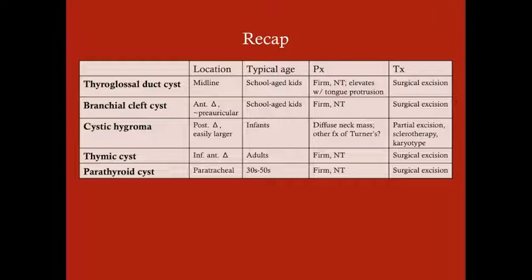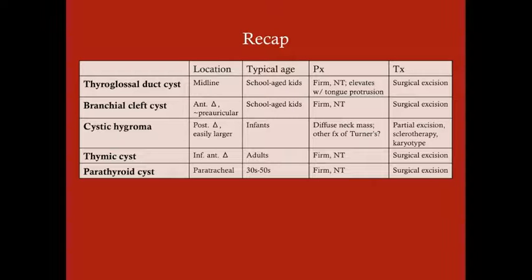The cystic hygroma is in the posterior triangle, but can easily be larger than that. It can extend into the anterior triangle past the midline. Usually this is diagnosed antenatally or in infants. On physical exam, you'll note a diffuse neck mass. You may also note other features of Turner syndrome. You should at least get a karyotype. The treatment is a partial excision, sclerotherapy to reduce the size further, and a karyotype to diagnose Turner's if it's present. And you only need to get the karyotype if it's a female baby.